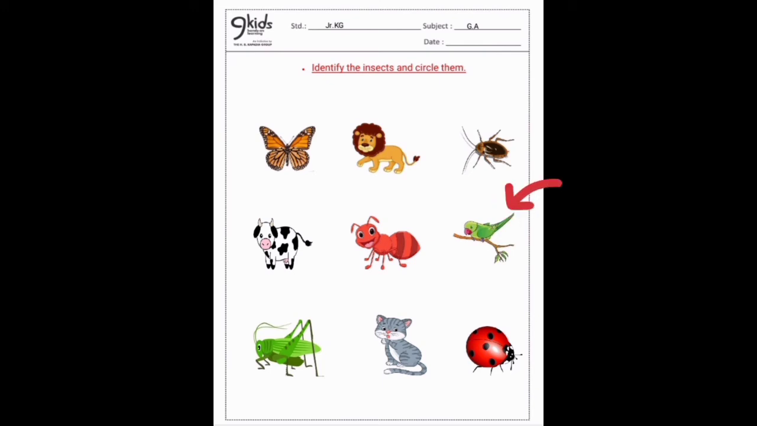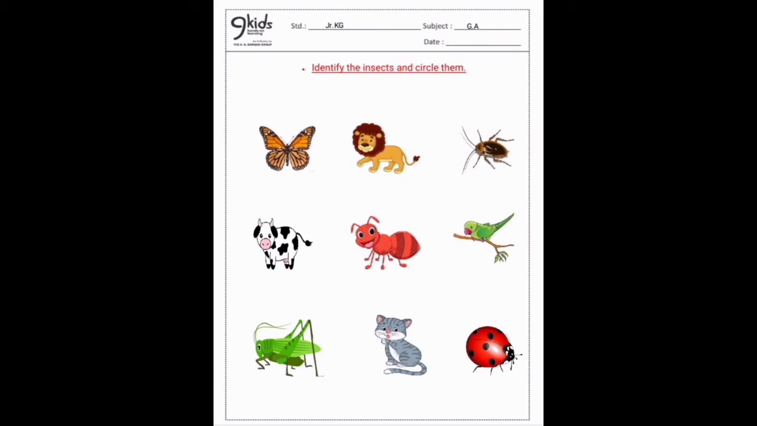This is a parrot. Parrot is a bird. So, we will not circle the parrot. Now, in the next picture, you can see a grasshopper. Grasshopper is an insect. So, we will circle the grasshopper. This is a cat. Cat is a domestic animal. So, we will not circle the cat.